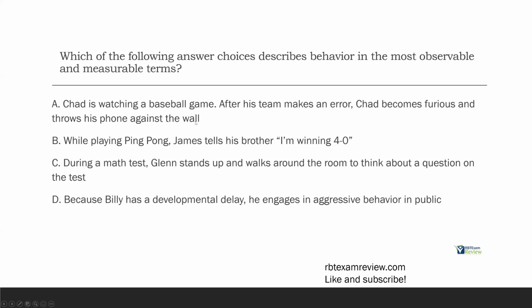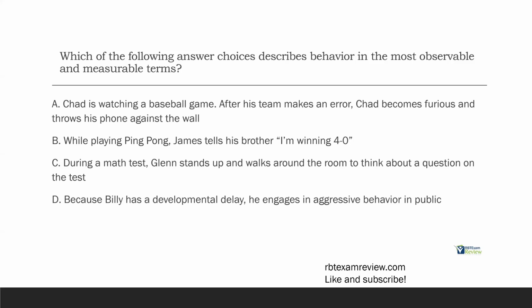A, Chad is watching a baseball game. After his team makes an error, Chad becomes furious and throws his phone against the wall. A is close. A isn't bad, except for Chad becomes furious. Now, Chad threw his phone against the wall, so most people would say, well, Chad was mad, right? But furious, mad, all these words are going to be hard to measure repeatedly.